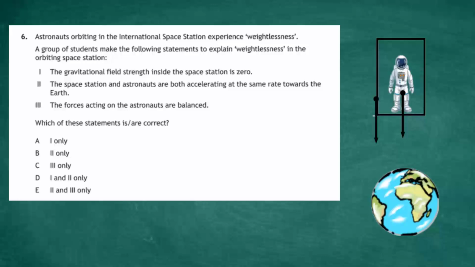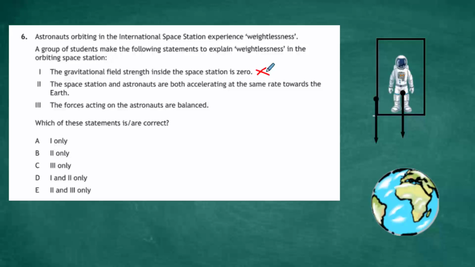Statement 1, the gravitational field strength inside the space station is 0. Well, that's going to be false because we do know that gravity extends far out into space. We know that because we see the moon orbiting the Earth. So the moon is held by the gravitational field strength of the Earth. So gravity reaches right out into space, so it will reach right out into that spacecraft as well. So statement 1 is wrong.